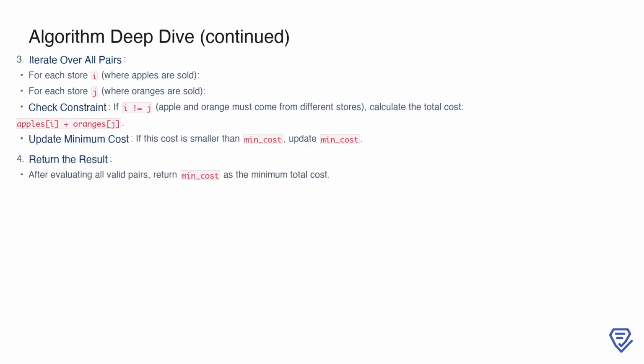new value. After checking all valid pairs, the value stored in min_cost will be our result, representing the minimum total cost of buying one apple and one orange from different stores. This approach, while straightforward, involves examining every possible pair of stores, which can be computationally expensive for large input sizes.